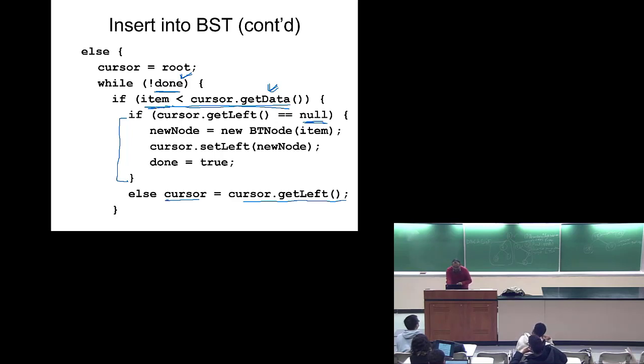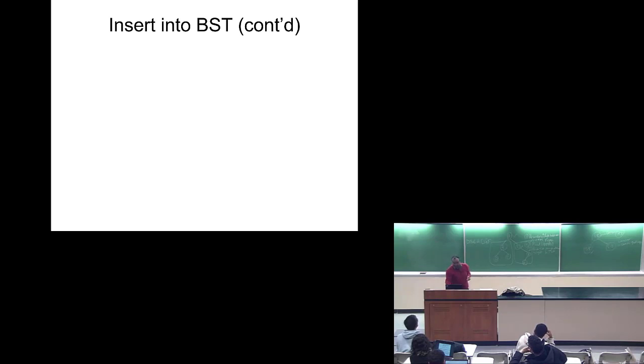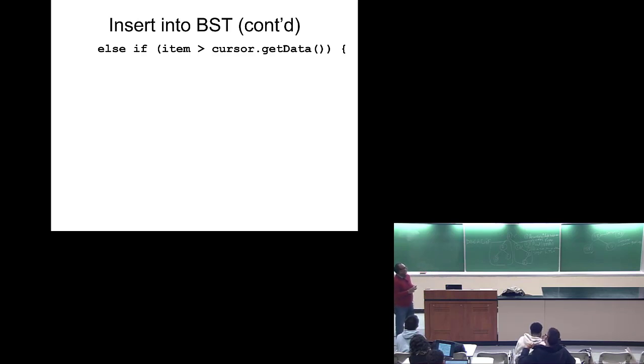The other possibility is if item is greater than cursor dot get data. All right, if that is the case, then what do we do? The same logical sequence, right? You will check whether we have something here or not. If this was 50 and there was nothing here, right? So what will you do? How will we know that there is nothing there? Check the condition whether its right is null or not.